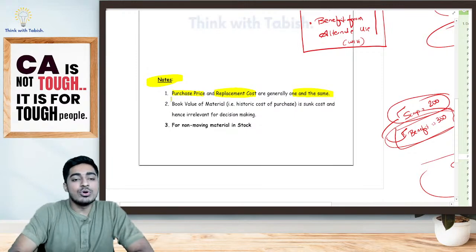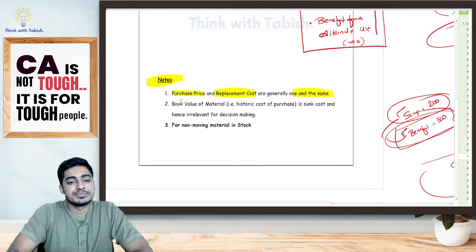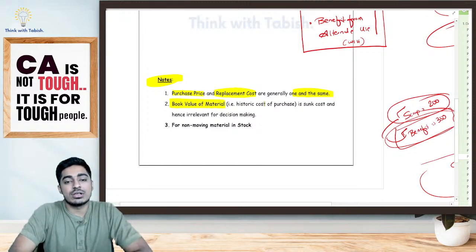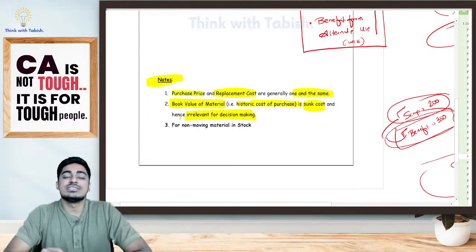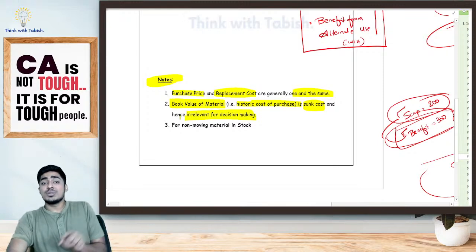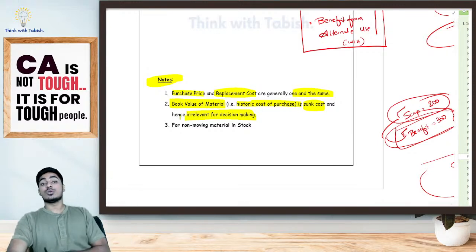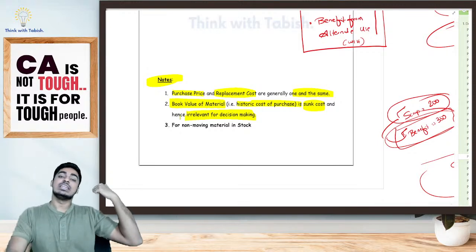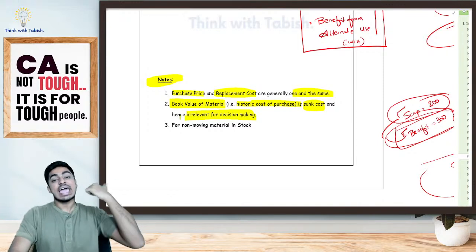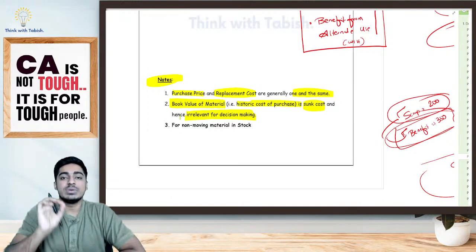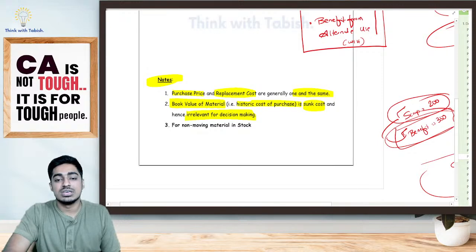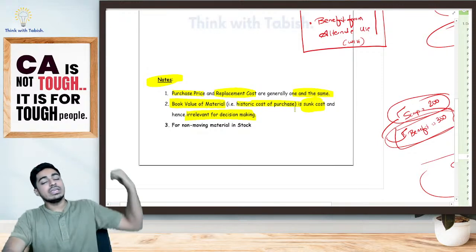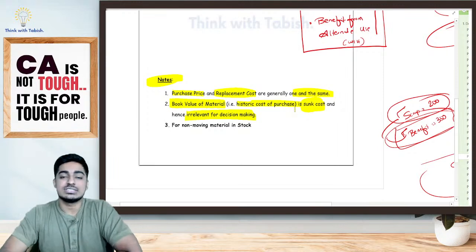Next, book value of material. That is the historic cost of purchase, is a sunk cost and hence irrelevant for decision making. What is this, students? Book value of material: at what price I had purchased the material previously. That price is going to be irrelevant because that decision was already taken in the past. It is a sunk cost. Yes or no? It is already incurred in the past, so it is going to be irrelevant for decision making.